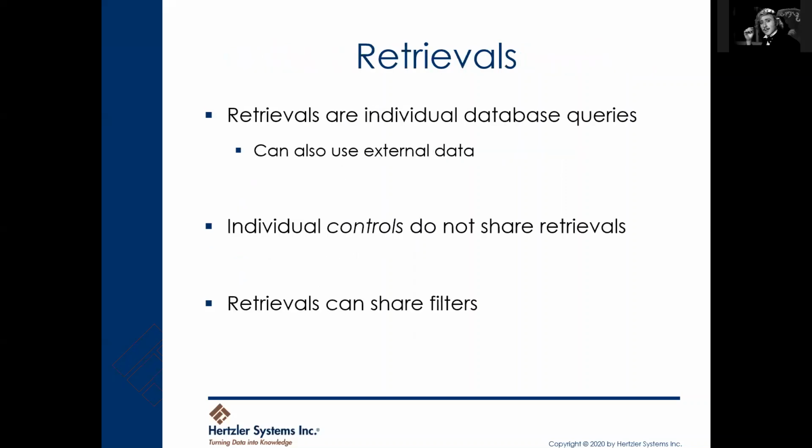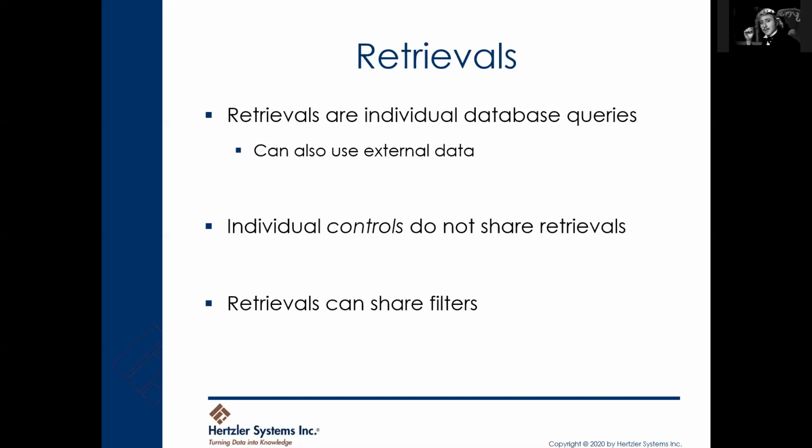Retrievals are pretty important because they're basically the backbone of how the dashboards work. As I said, they are the individual database queries. They are usually based on something like part number, process, and then some trace values like shift or plant or date and time, so you filter out the data that you don't need. Each of the controls on the dashboard uses its own retrievals. So if you have two charts, they won't be able to see the data that each other is using.